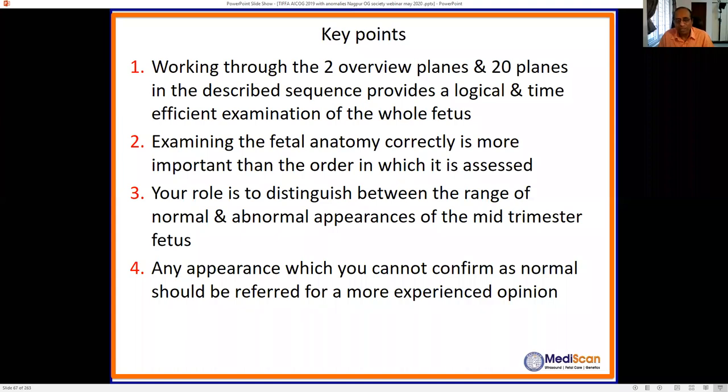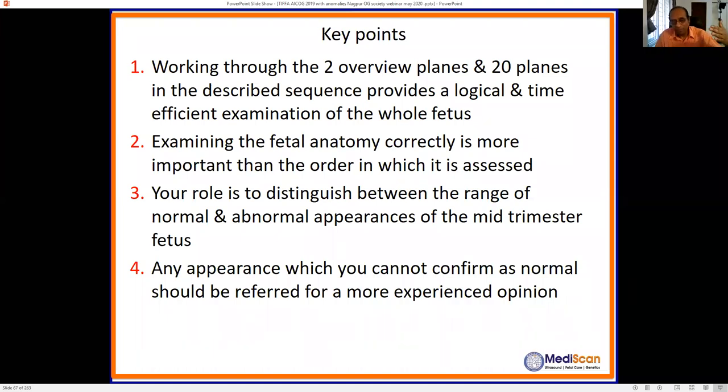So the key points are working through the two overview planes and 20 planes in the described sequence provides a logical and time efficient examination of the whole fetus. It takes approximately around 18 minutes to do this entire process. Examining the fetal anatomy correctly is more important than the order in which it's done. So here is what we call, there is a checklist, right?